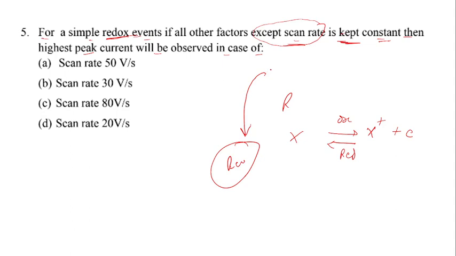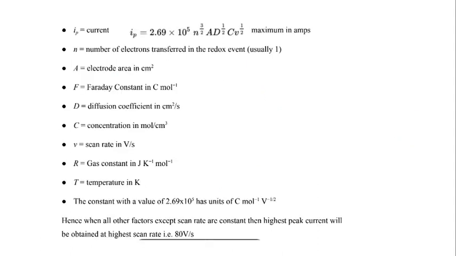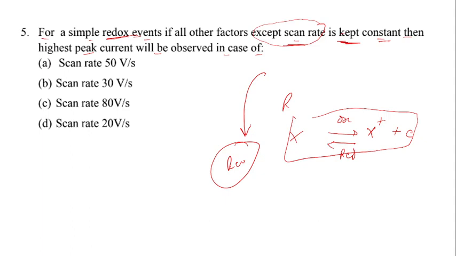If the scan rate is higher, then you will not be able to maintain this redox reaction. So this is the maximum, a permissible limit up to which you can increase your scan rate. I think it is 50 volt, sorry, 80. So it is up to 80 volt per second.